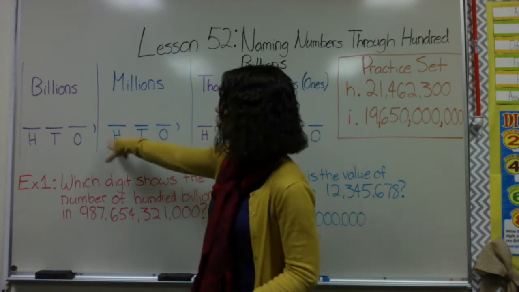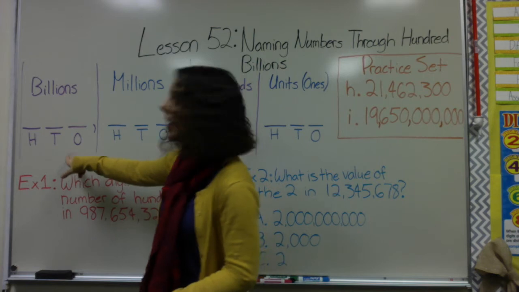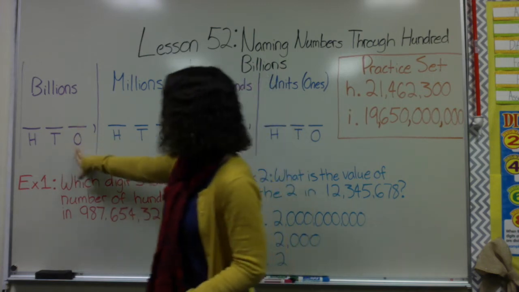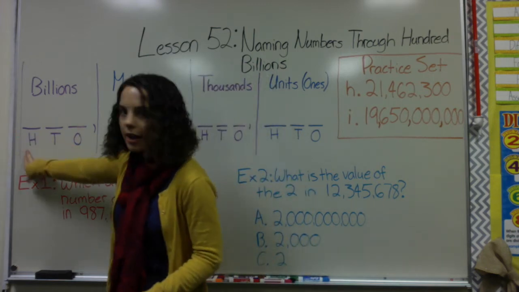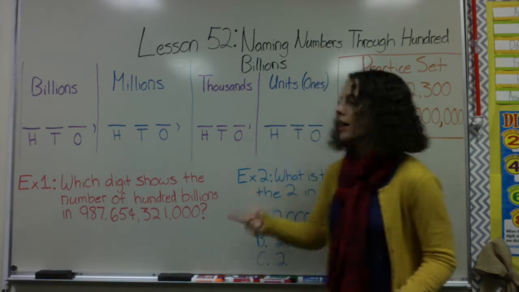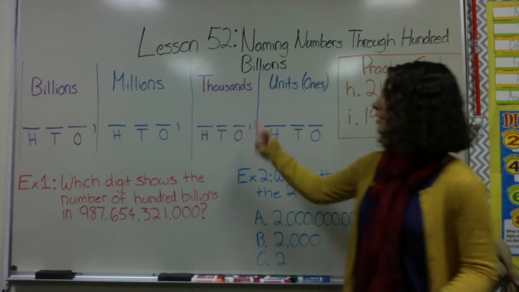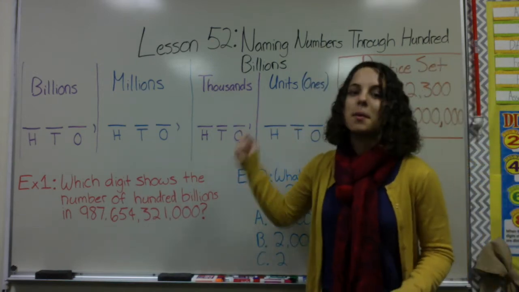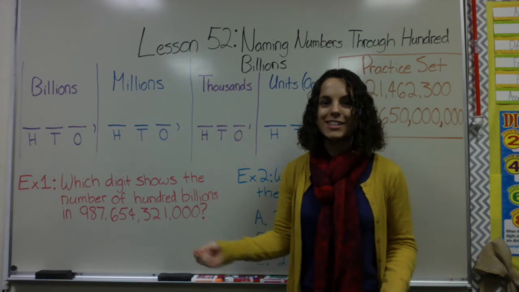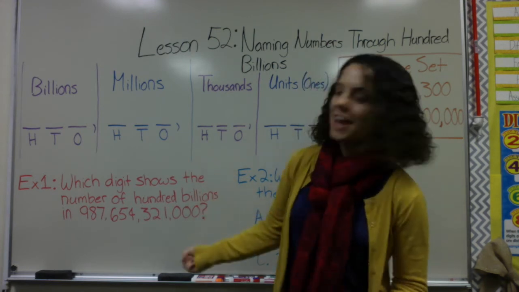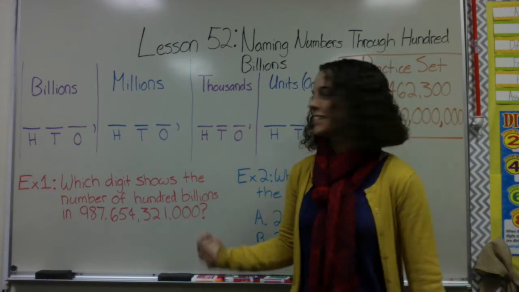Millions, 10 millions, 100 millions. Another comma. Then it continues the same pattern. Billions, 10 billions, 100 billions. So ones, tens, hundreds, thousands, 10,000s, 100,000s, millions, 10 millions, 100 millions, billions, 10 billions, 100 billions.